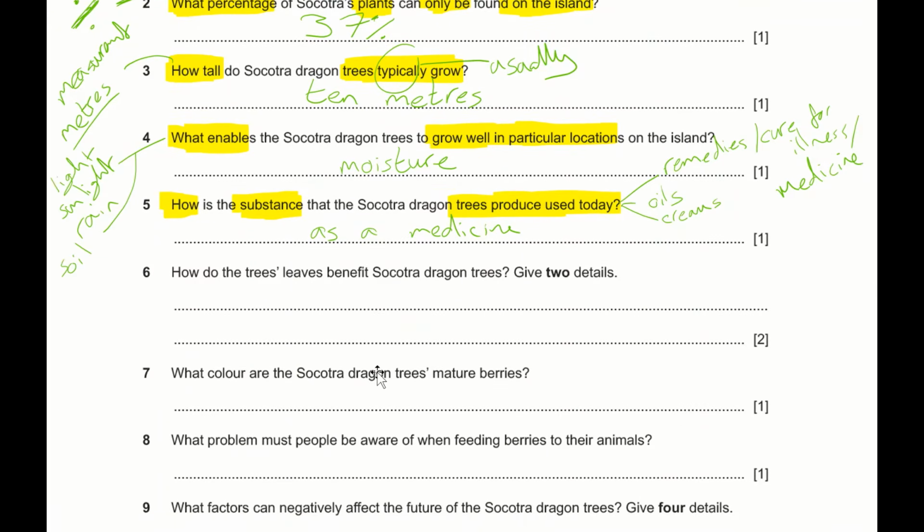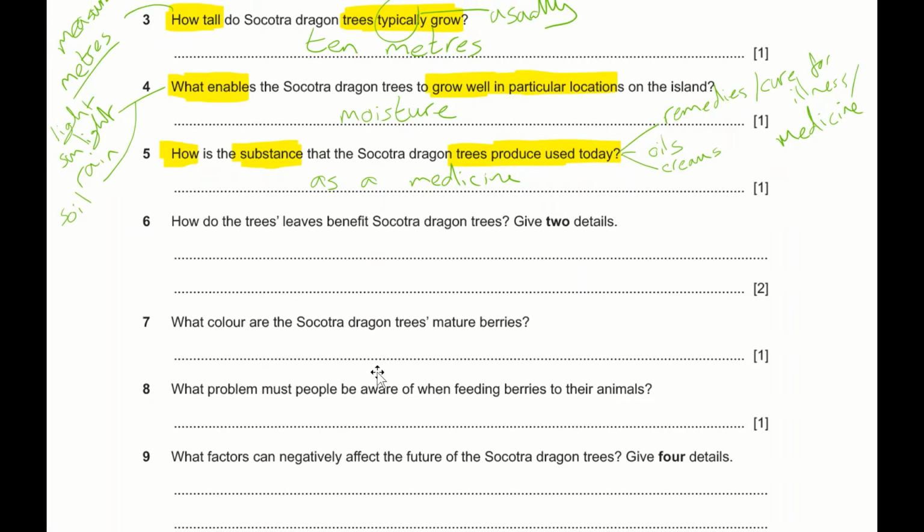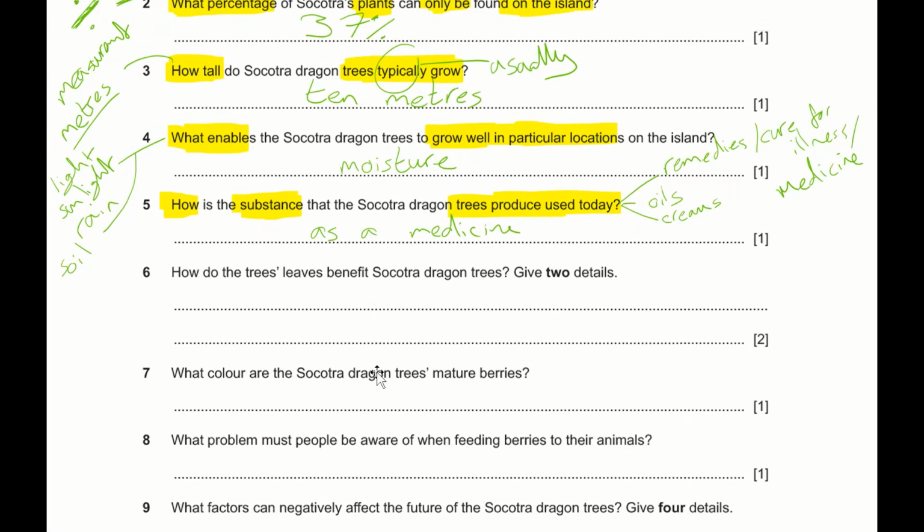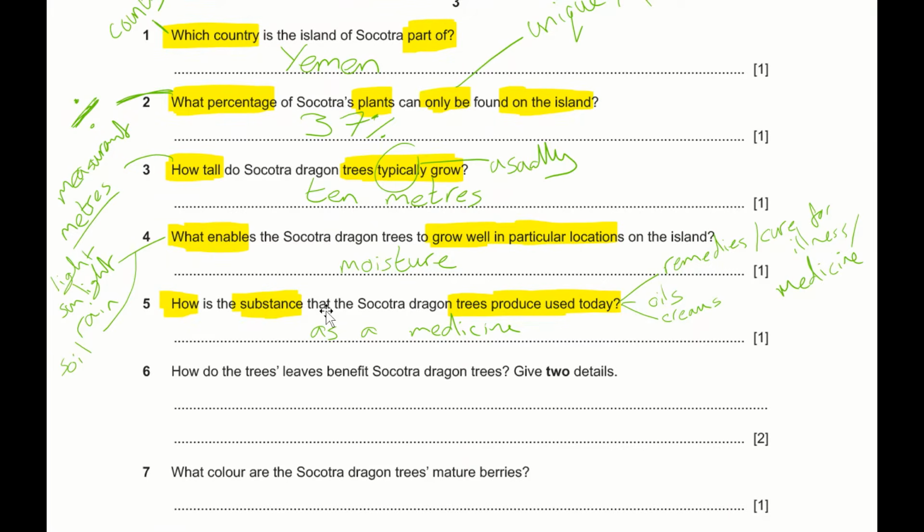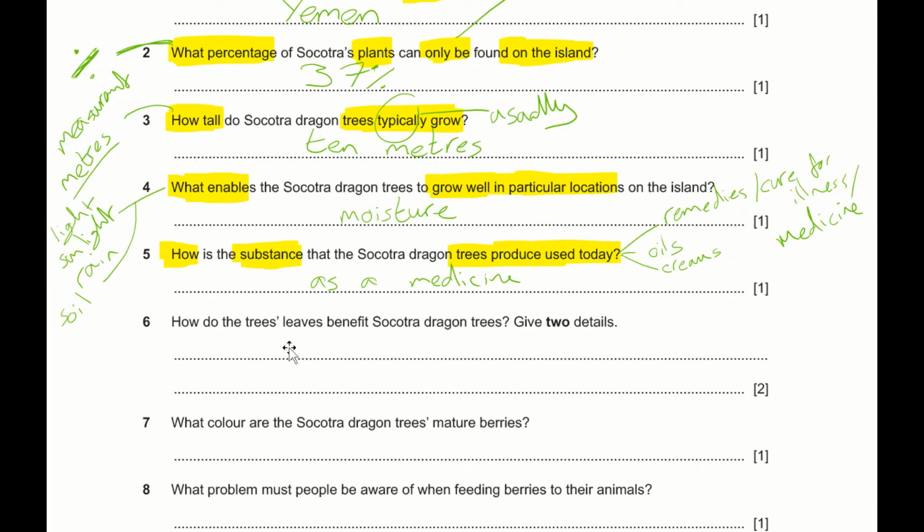Question 6, again, we're going to read the question, highlight the keywords, and try to guess what the answer may be. Now, question 6 is the only question I'd like to just draw your attention to. You'll see that questions number 1 to 4 or 1 to 5, the answers are very specific, 1 or 2 words, 3 words. But with question 6, where it asks you to give 2 details, I've found that when I go over these papers, and we do a lot of these papers with our students, this is the one question where you tend to have a slightly long answer. And I think the clue is given in the question where it says give 2 details. Okay, so how do the trees' leaves benefit Socotra dragon trees?